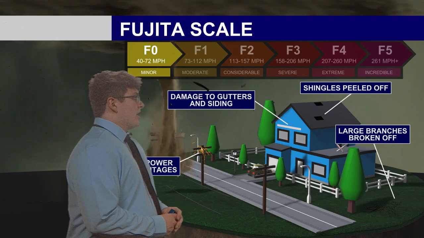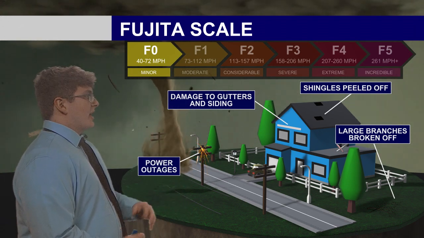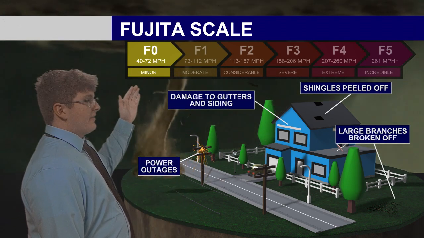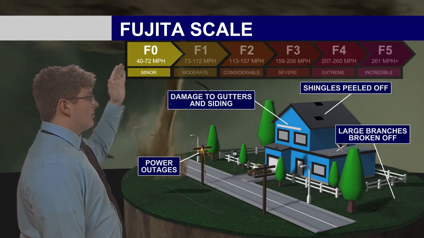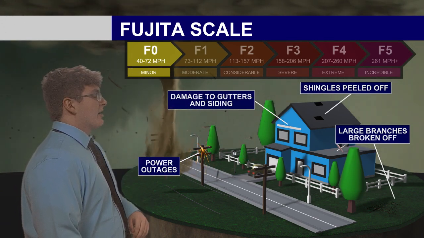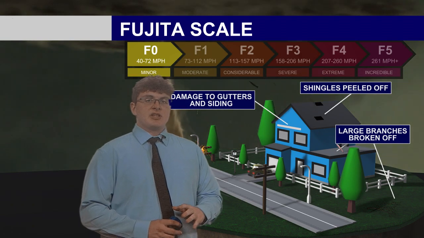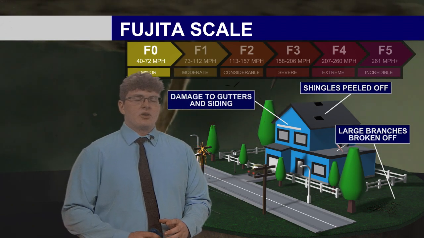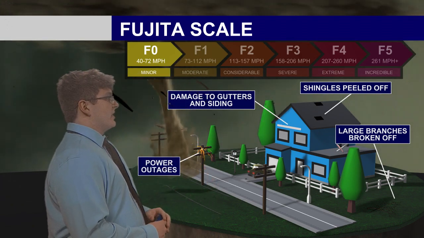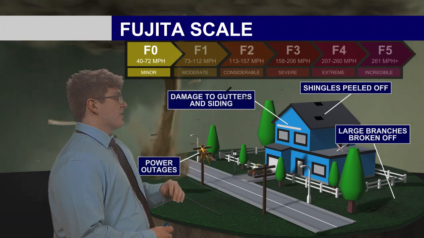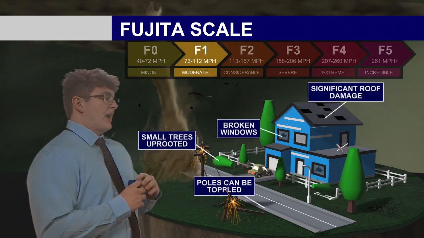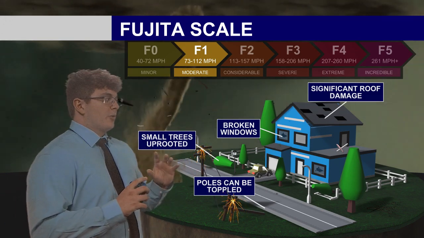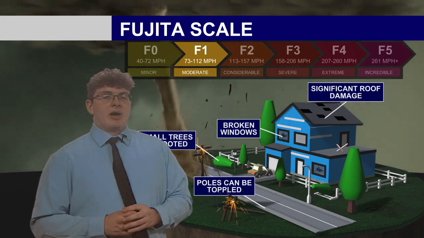Now, as we see, everything appears to be the exact same, except there's no E in front of the F anymore, so it's just the F0, and we can also see that this is between 40 and 72 miles an hour. A huge difference between the Fujita scale and the Enhanced Fujita scale is the wind speeds as well. As we jump a little bit further into it, we can see there's power outages, damage to gutters and siding, and shingles have been peeled off. Once again, a lot of this may still look familiar to you, but if people have not watched these videos before, we're going to go back through this and explain a little bit about this.